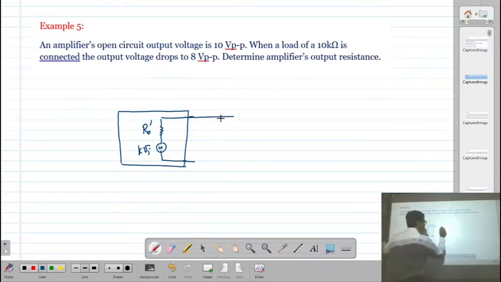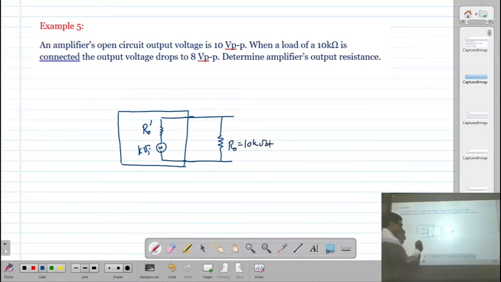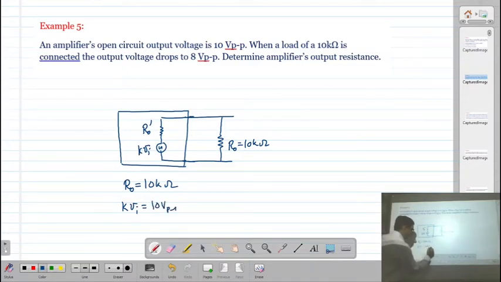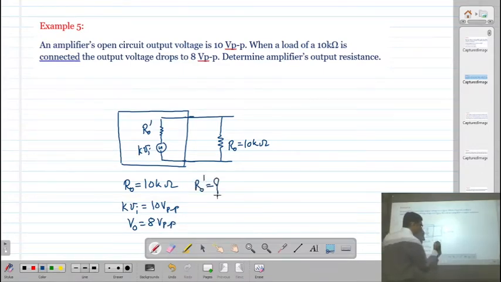So here we note down RO is 10 kilo ohm, and the open circuit voltage K into VI is given to you as 10 volt peak to peak. Correct? And the voltage across this, my output voltage, is 8 volt peak to peak. And what do we have to calculate? What is the output resistance of the amplifier circuit, RO dash?